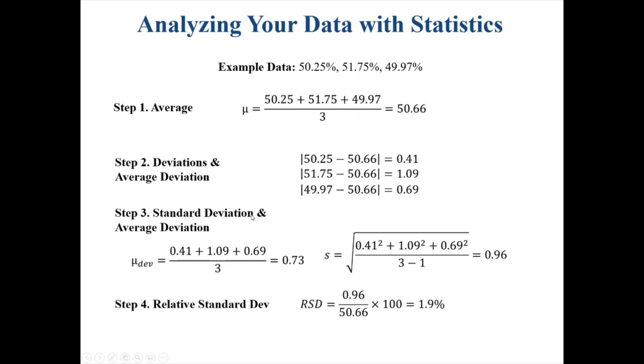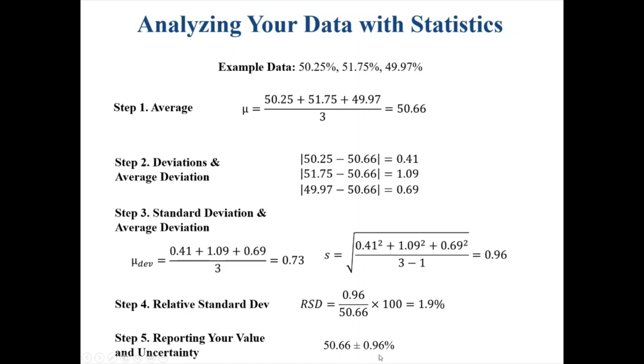So if I wanted to calculate a relative standard deviation, I would take my 0.96 divided by my average, multiply by 100, and I get 1.9%, which is relatively good for an experiment like this. And then how do we report your value and your uncertainty?